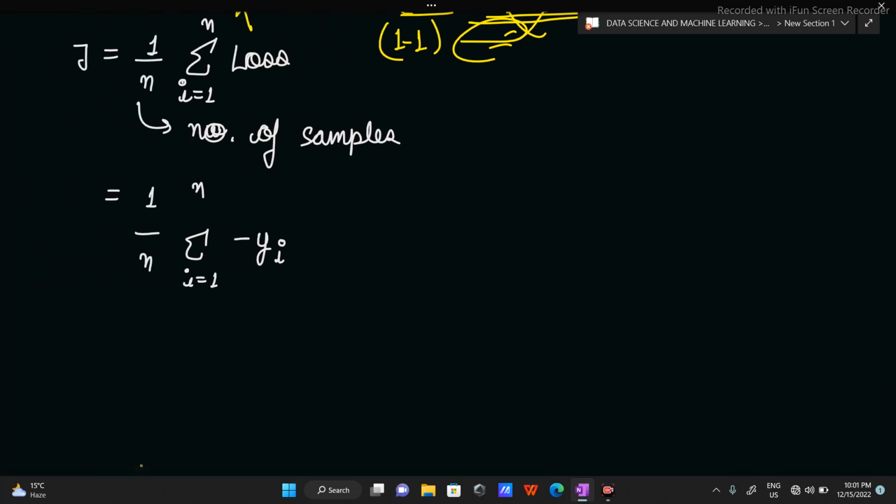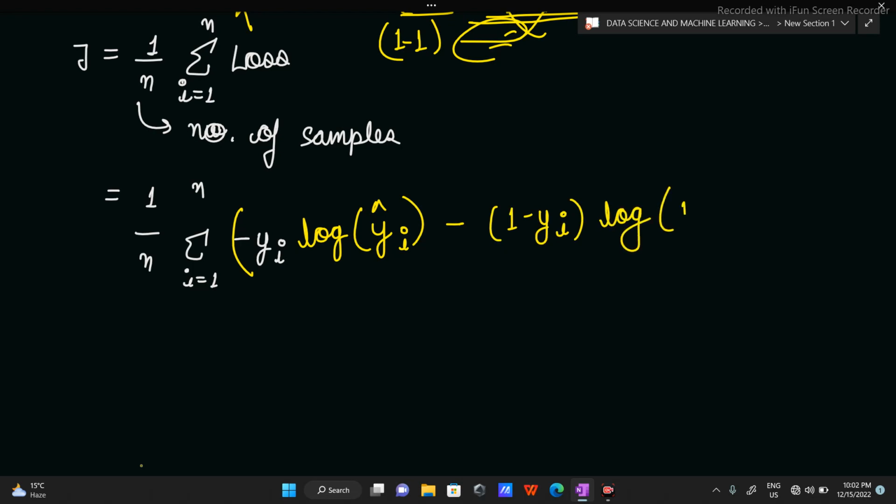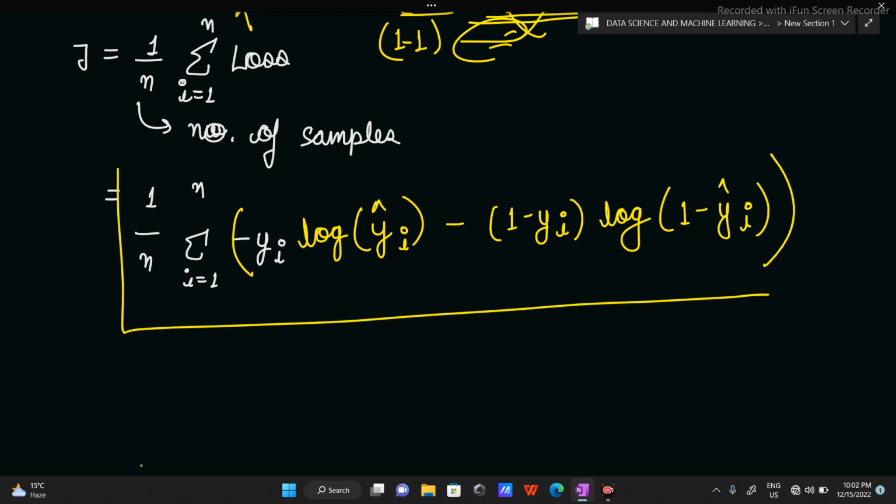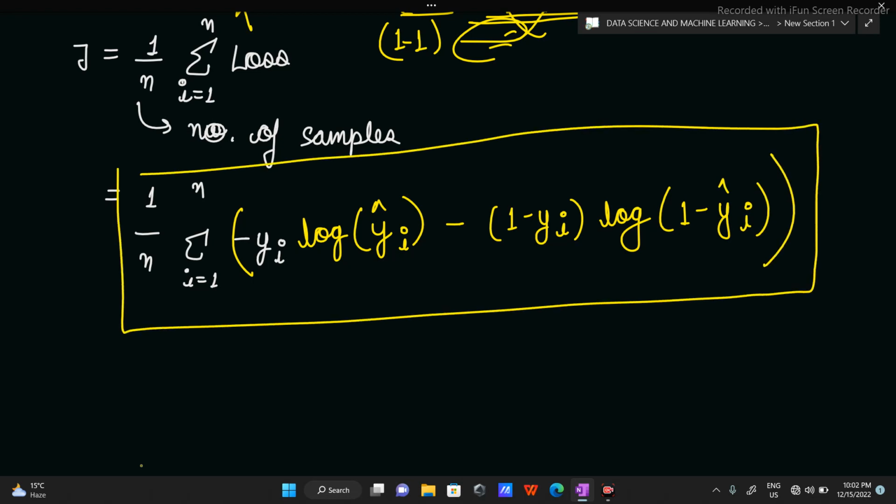Now what I have to do here, I'll say negative of y_i, log of y hat_i, right? And then negative, 1 minus y_i, log of 1 minus y hat_i. So this is the entire cost function.